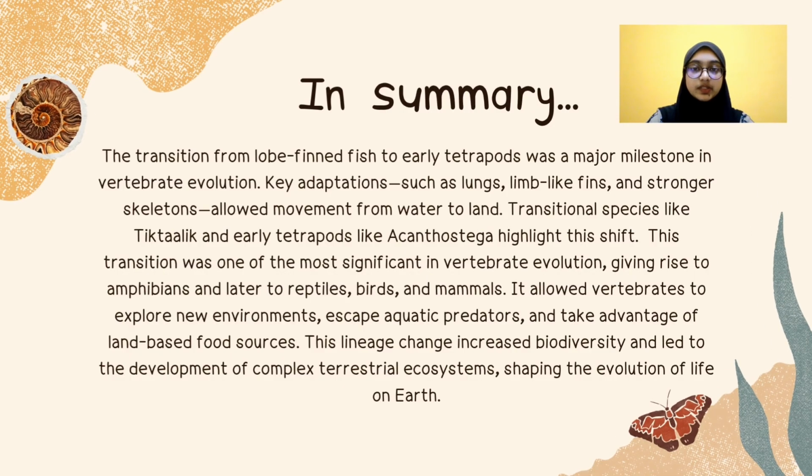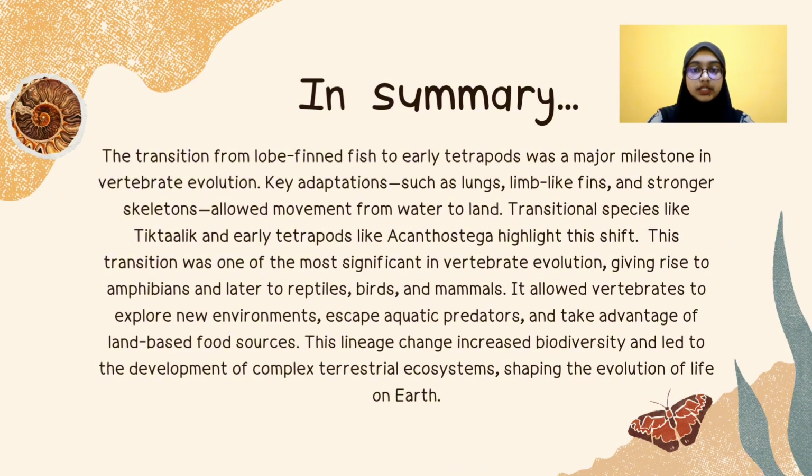To wrap up our discussion on the evolution of tetrapods, let's highlight why this transition was such a major milestone in vertebrate history. The shift from lobe-finned fish to early tetrapods marked a crucial point in evolution. Several key adaptations made this possible, for example, lungs for breathing air, limb-like fins for movement, and a stronger skeleton to support life on land. Some important transitional species help us understand this shift.